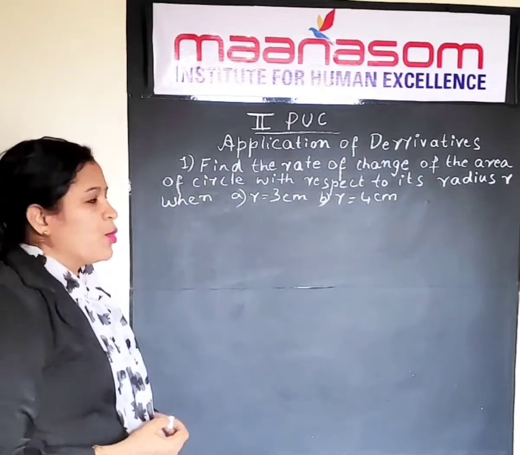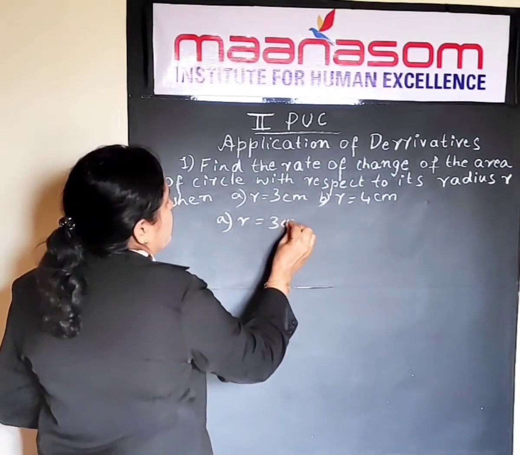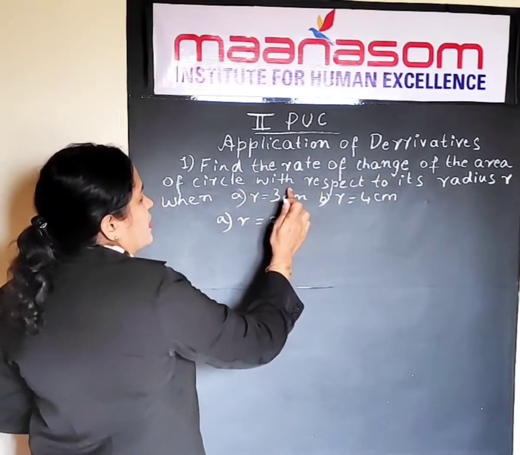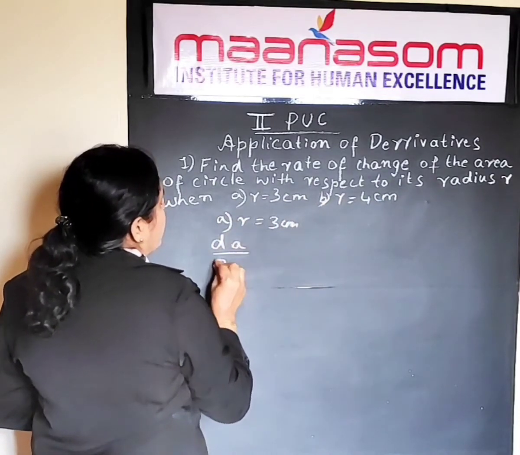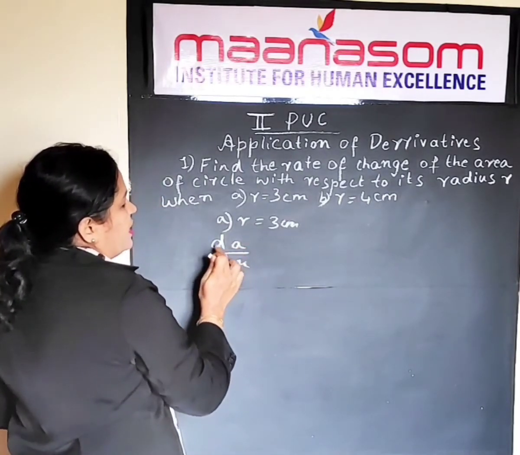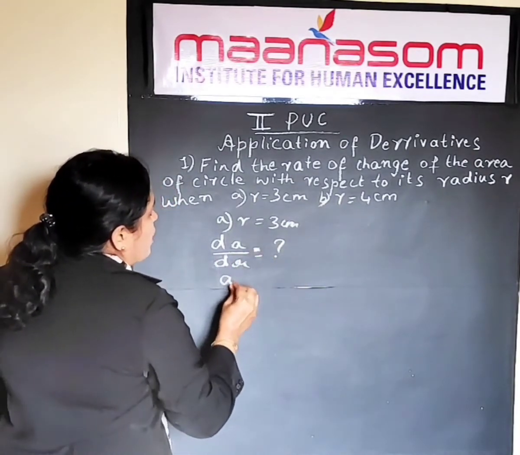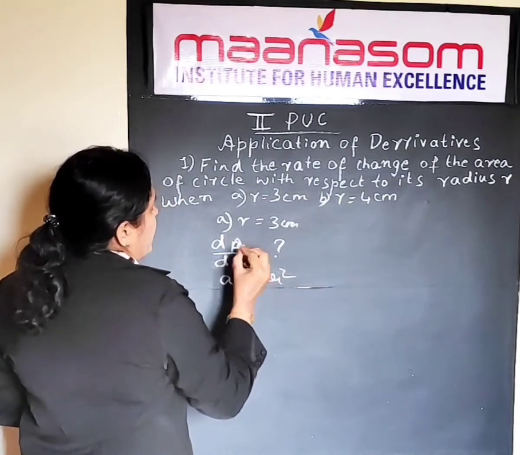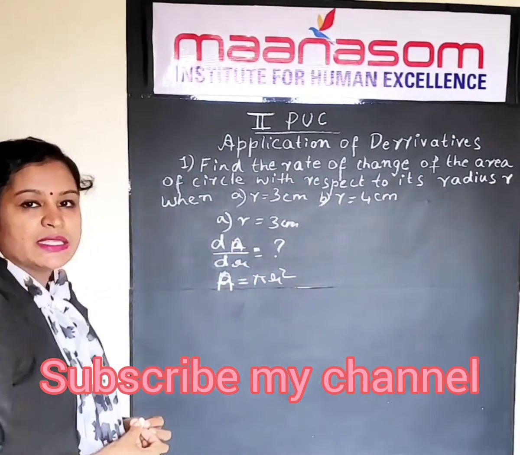Now let us solve the first problem. Given r is equal to 3 cm. What they have asked: find the rate of change of the area of the circle with respect to its radius. That is, we have to find dA by dr, the rate of change of area A with respect to r. We know that the area of the circle is pi r square. You can write this as capital A. So A is equal to pi r square.